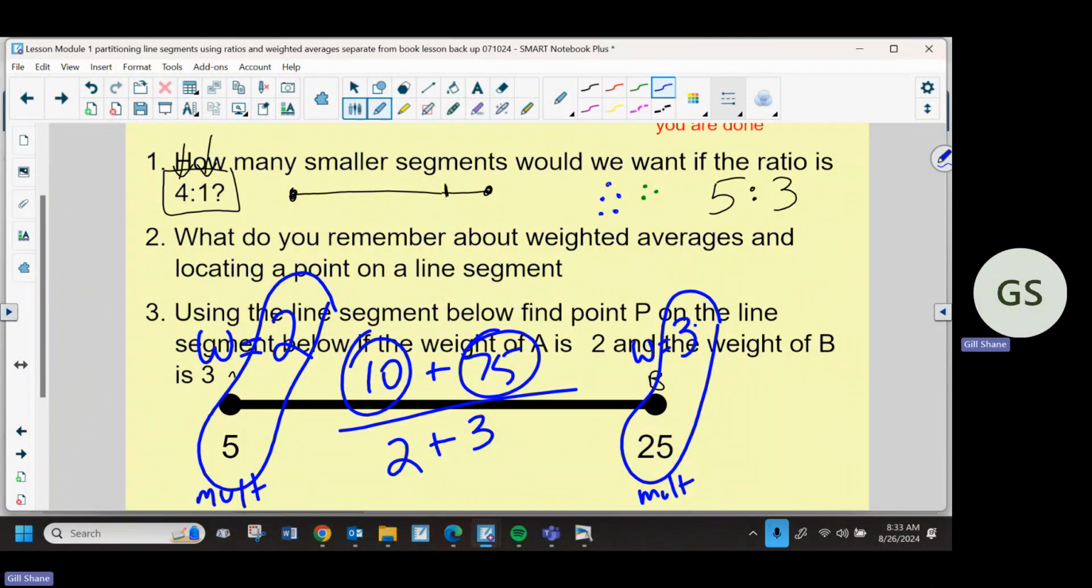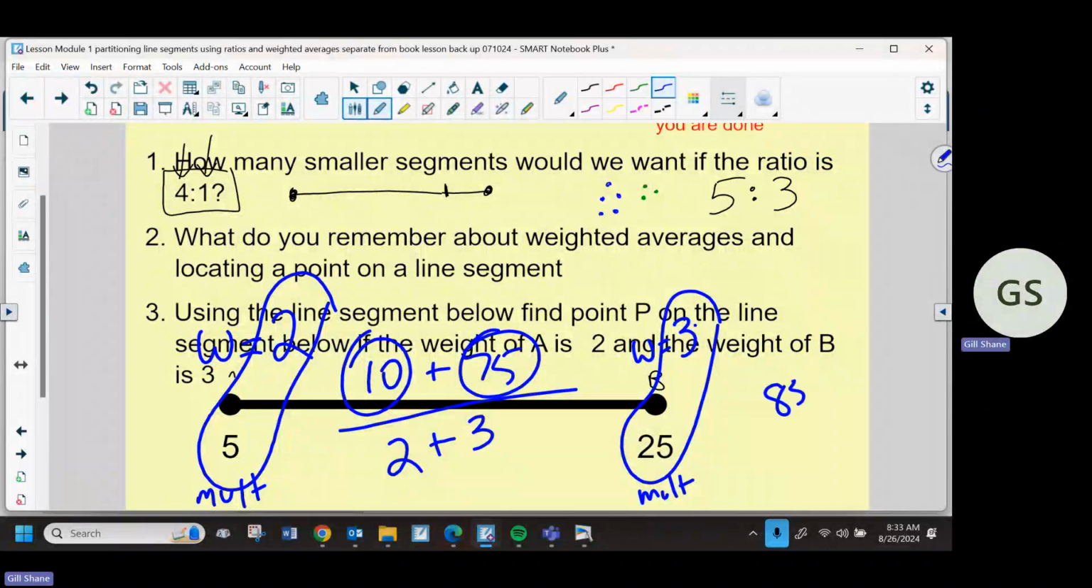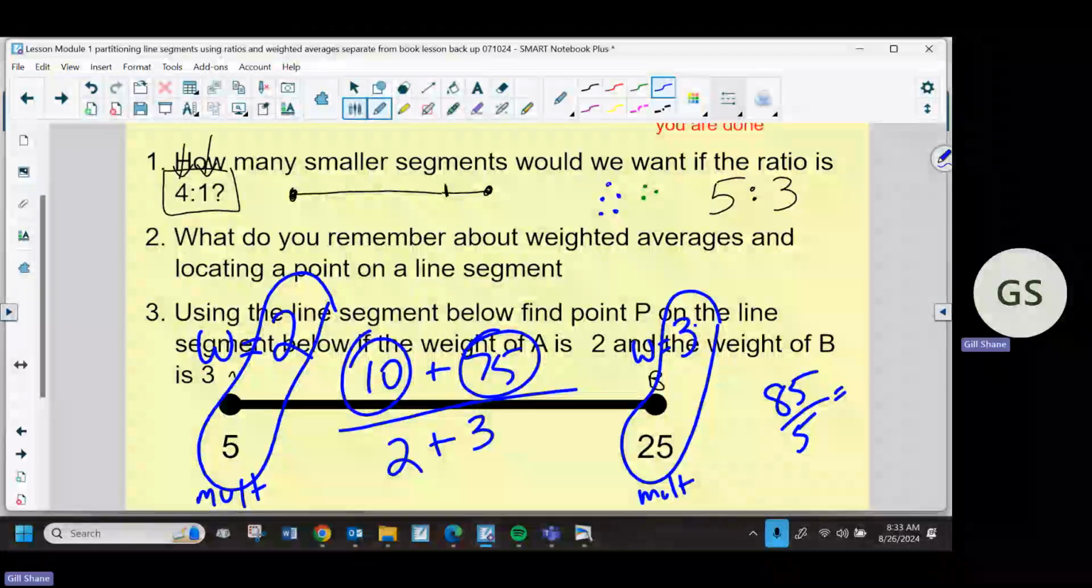It's not like ratios where you have to figure out, now that I've done all my math, how many sections are on the left, how many sections are on the right. That's your answer in weighted average. You're done. So if we do that, we get 85. Divide by the weights added together. So if I divide that out, we get 17, I believe.